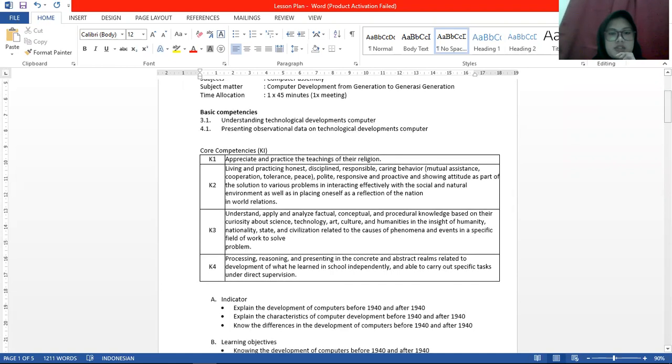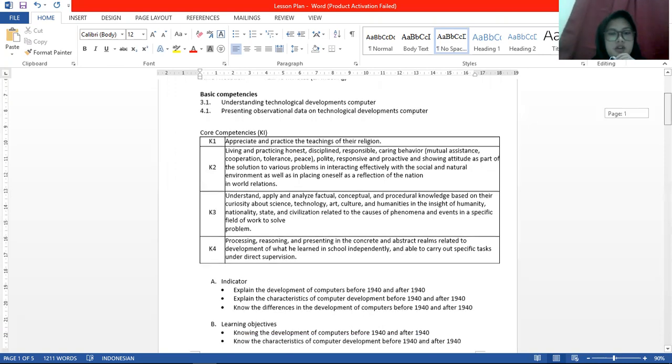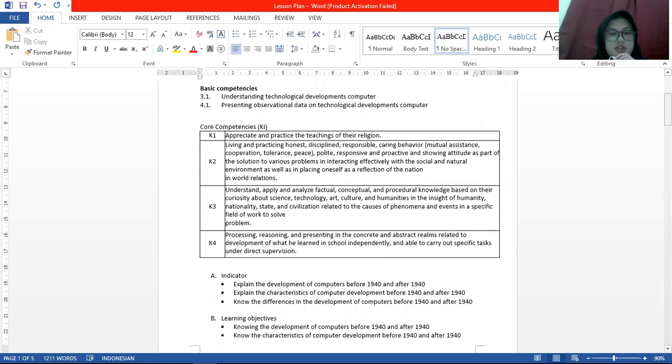For the basic competence: understanding technological developments of computers and presenting observational data on technological development of computers. For the core competence, K1: appreciating and practicing the teachings of the religion. And then K2: living and practicing honest, disciplined, responsible, caring, polite, responsive, and proactive behavior and showing attitude.